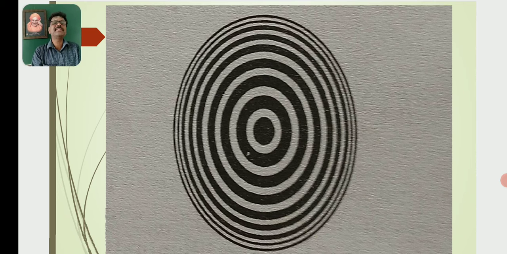So you see that Newton's rings which are formed consist of alternating bright and dark rings with the central dark spot. As we move from the center, the rings are very close to each other. So this is the pattern of Newton's rings obtained in the Newton's rings experiment setup.